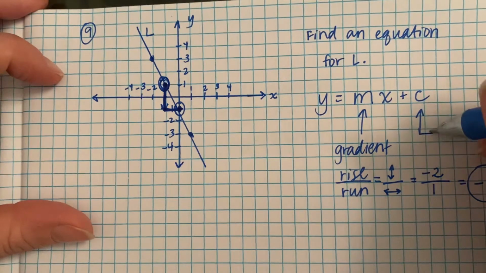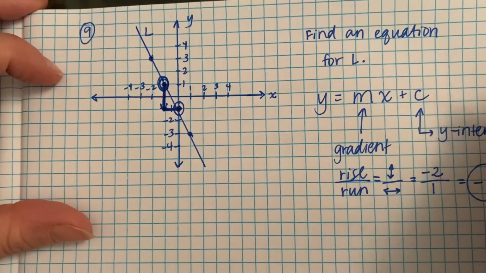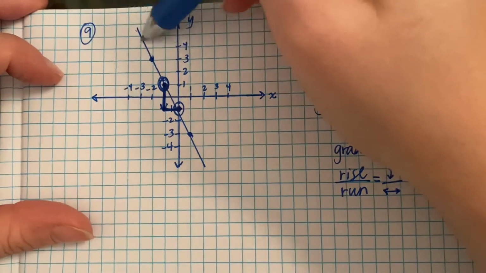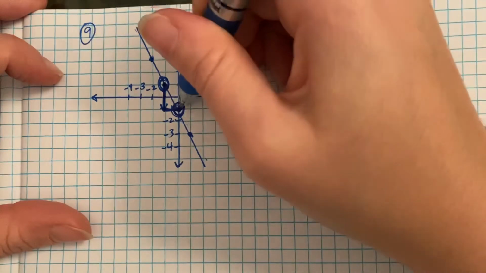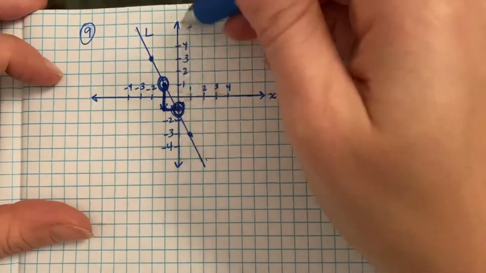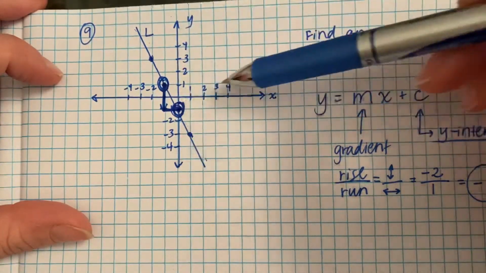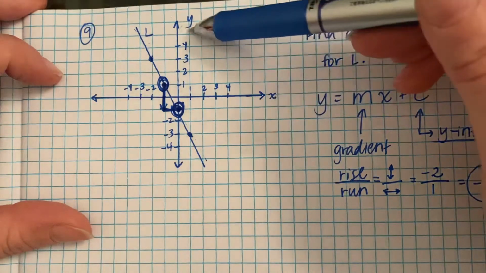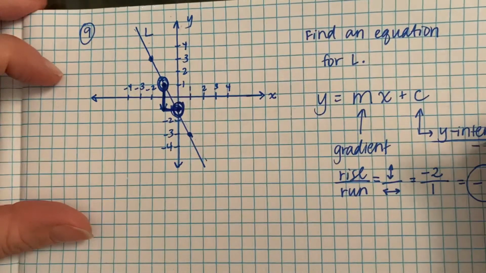And then the c value is the y-intercept. So you just need to look at your graph and find the y value where our line crosses the y-axis. Notice that the x value will always be 0, because that's the definition of the y-axis, is that we're on the location where x is equal to 0. And so the y value there is -1.